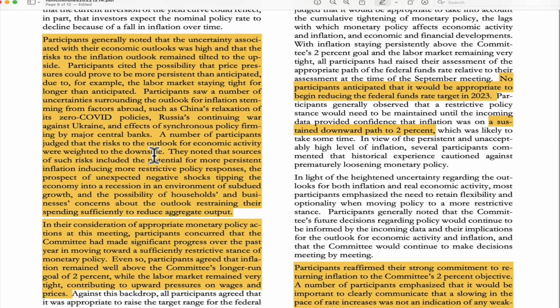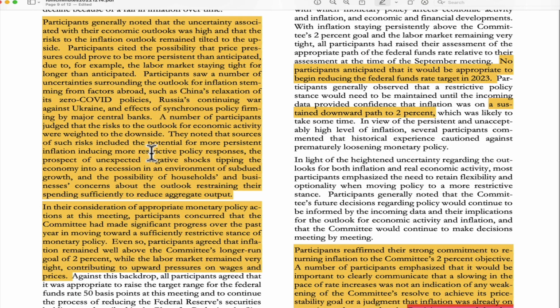A number of participants judged that the risks to the outlook for economic activity were weighted to the downside. They noted that sources of such risks included the potential for more persistent inflation, inducing more restrictive policy responses, the prospect of unexpected negative shocks tipping the economy into a recession in an environment of subdued growth, and the possibility of households and business concerns about the outlook restraining their spending sufficiently to reduce aggregate output.